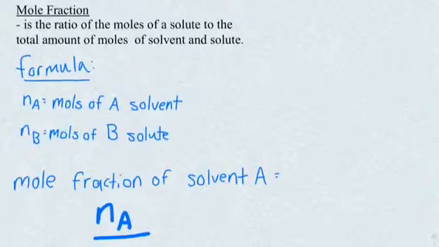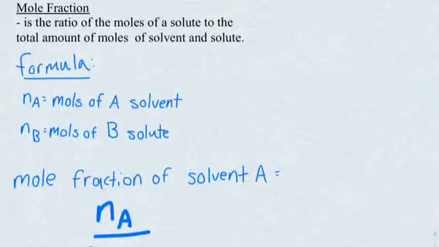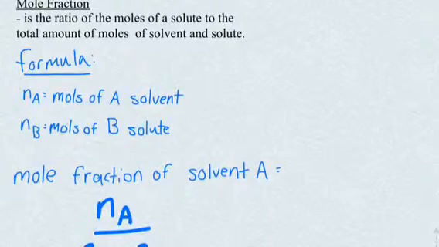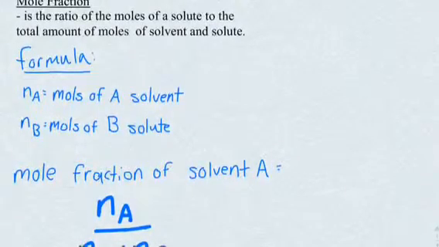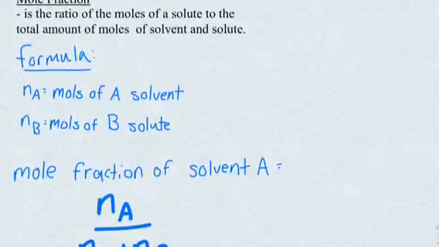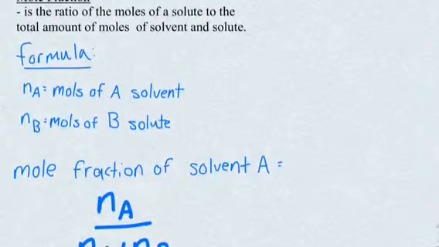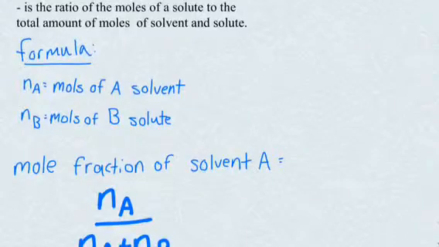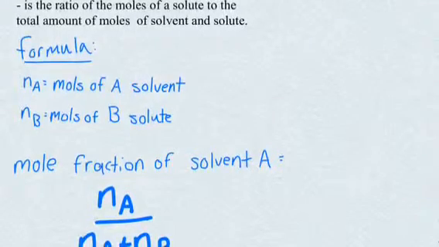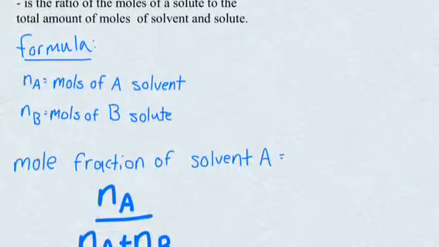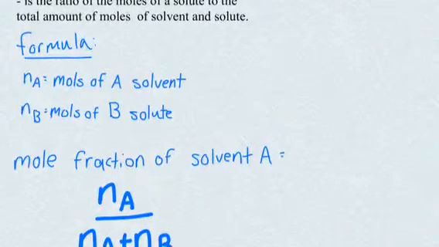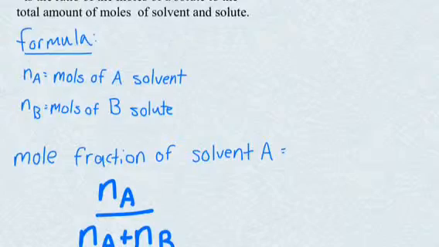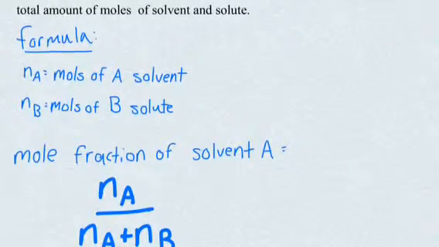Another way to determine the ratio of particles between the solvent and solute is mole fraction. Mole fraction is the ratio of moles of solute to the total amount of moles of the solvent and solute put together. This is the formula for mole fraction. NA will be the moles of A, the solvent, and NB will be the moles of B, the solute.